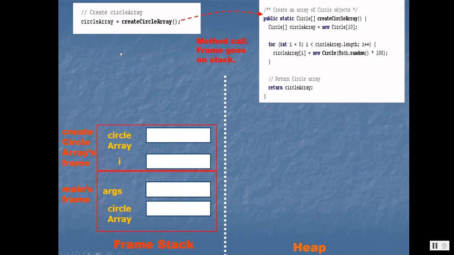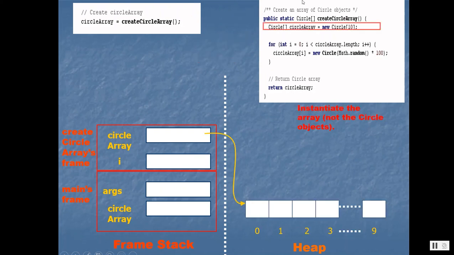So now we're about to call this method createCircleArea, which, if you recall, is going to return an array of circle objects, or I should say an array of circle references, each of which would point to an object. And first thing that happens is that, okay, here is our method. Our method has one local variable called CircleArea.